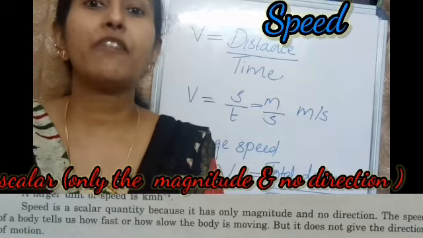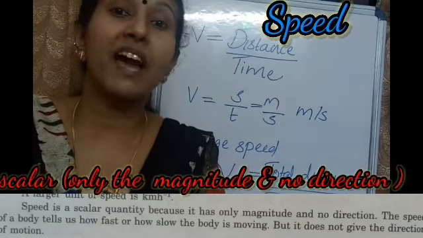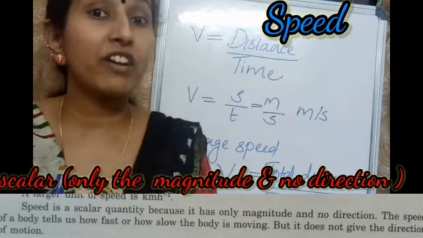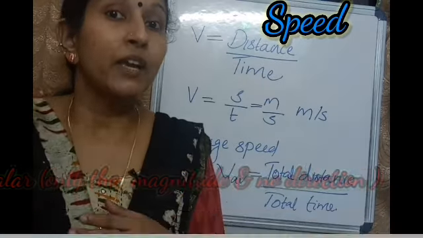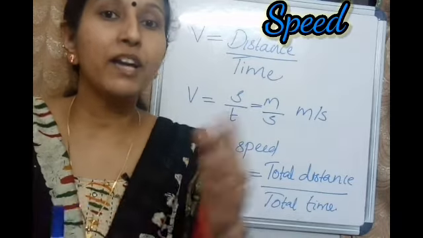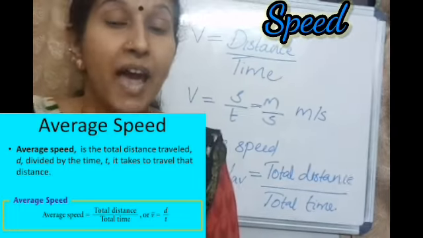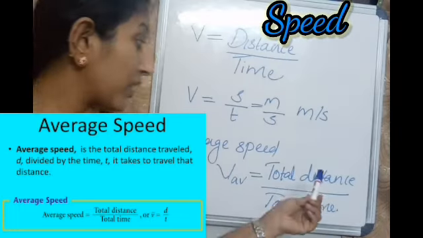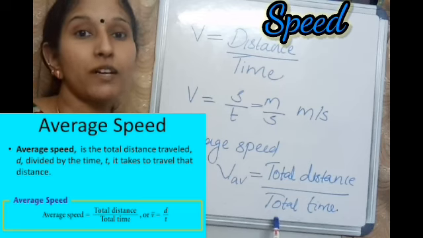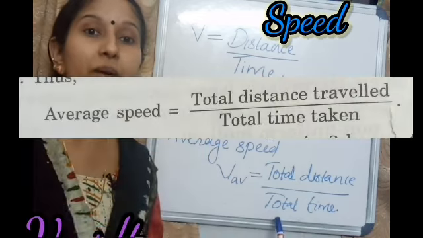Okay, then how to find the average of numbers? Normally how do we find the average of numbers? We find the average of numbers by adding these numbers and dividing by the total number, right? Sum by total number. Then how to find the average speed? Average speed equals total distance divided by total time.